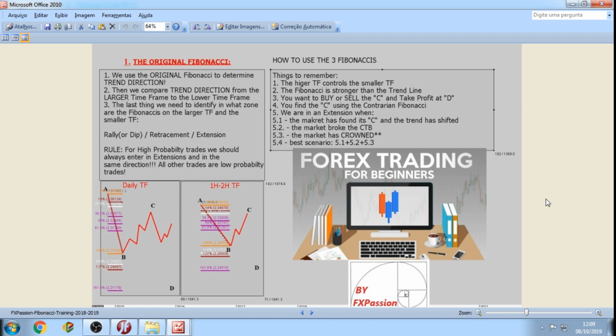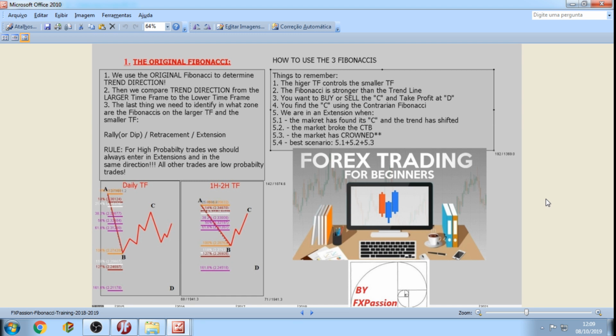Okay, because today we are going to talk about the original Fibonacci. Number one, we use the original Fibonacci to determine trend direction. Number two, then we compare trend direction from the larger time frame to the lower time frame, and you can see the pictures below, the daily time frame and the 2 hour time frame. Number three, the last thing we need to identify is in what zone are the Fibonacci's on the larger time frame and the smaller time frame.